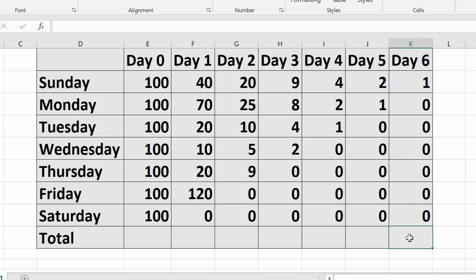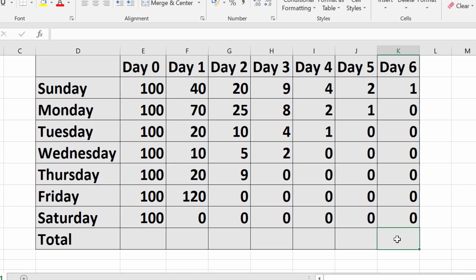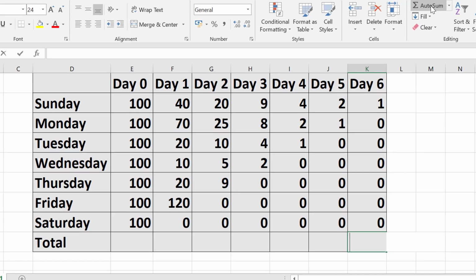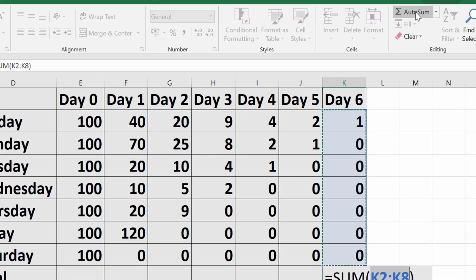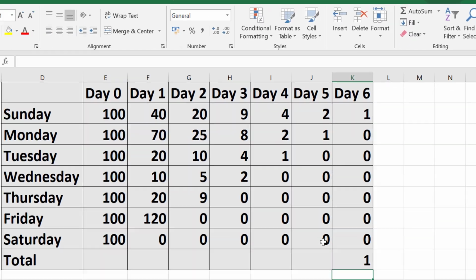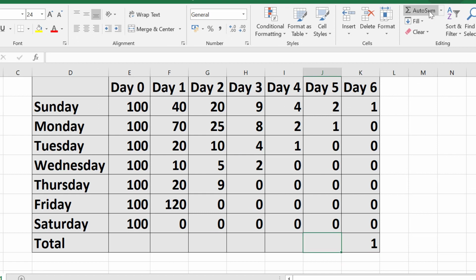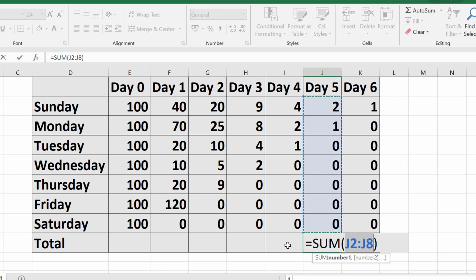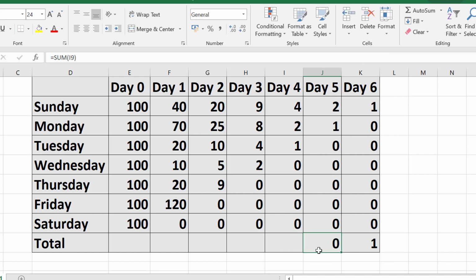Now I will start calculating the totals over here. So I'll just click on this particular auto sum sign, and it's gonna calculate the total. And let me just calculate all the totals over here, and then we'll move ahead and see the chart. How does it look like?